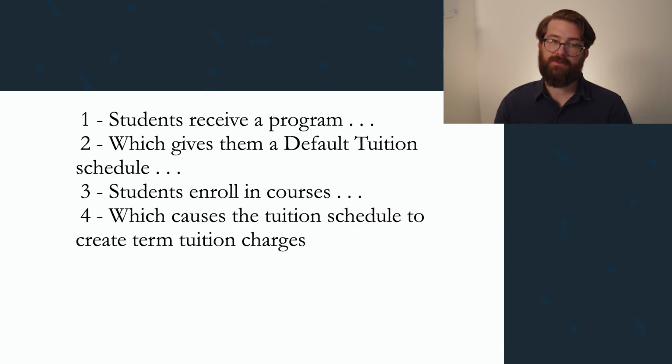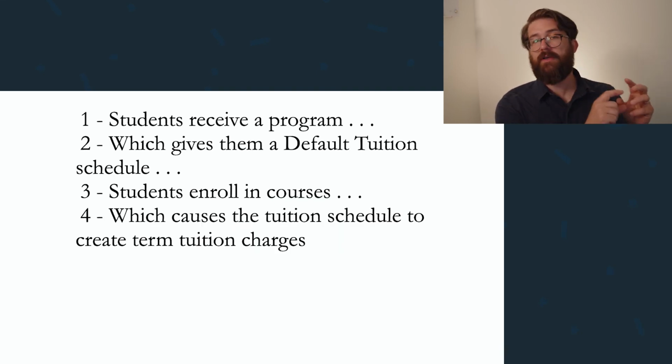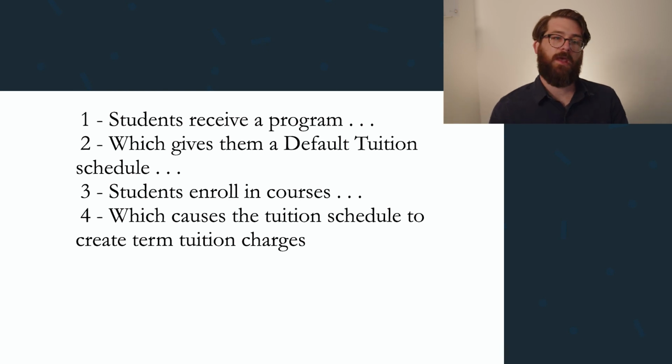So that's the basic process. Now I want to go back, kind of step through some things. A lot of things will probably be pretty obvious just from what we've looked at here, but I do want to make sure that we're just kind of defining our terms and digging into a couple things. So we're going to take another pass at things here. So remember, students receive a program somehow. Then that program gives them a default tuition schedule. Then the student enrolls in courses, which causes the tuition schedule to create term tuition charges for them.